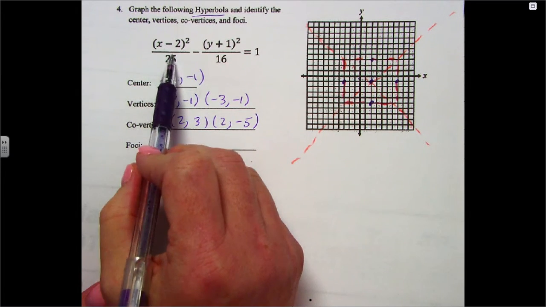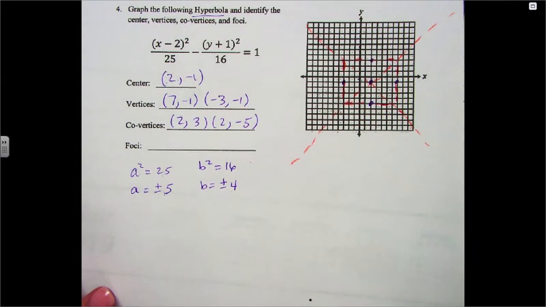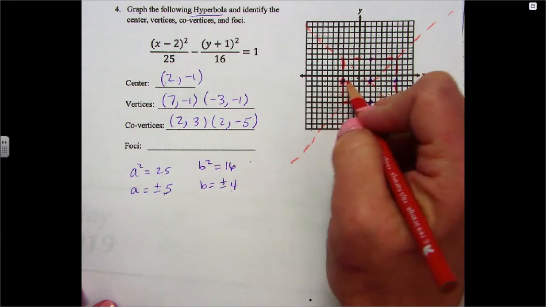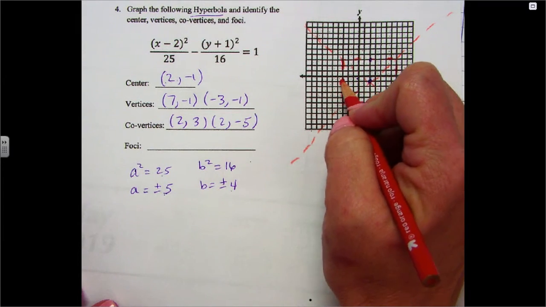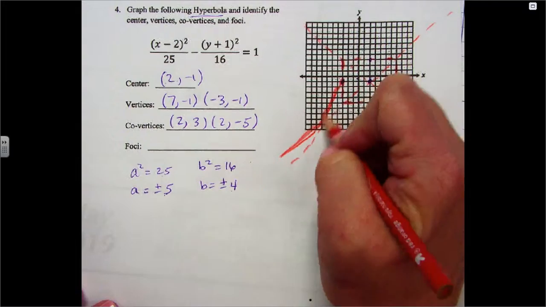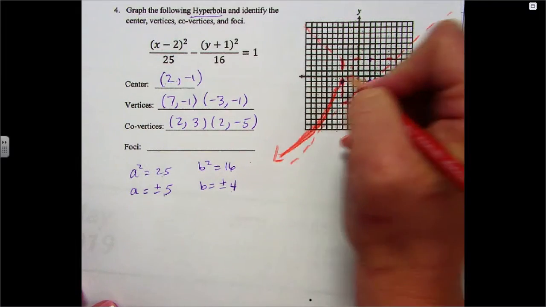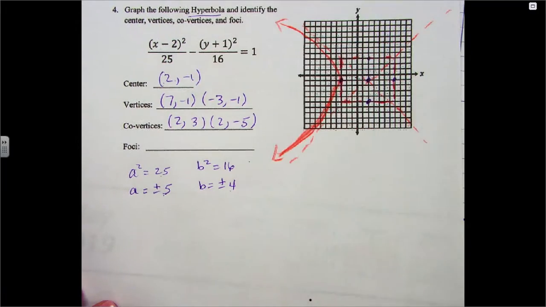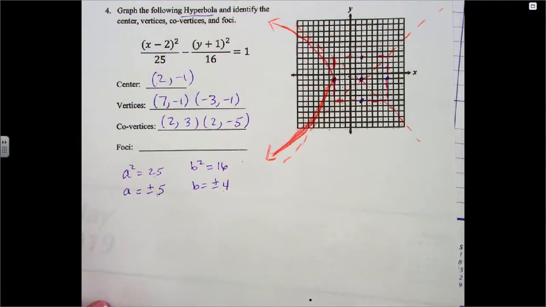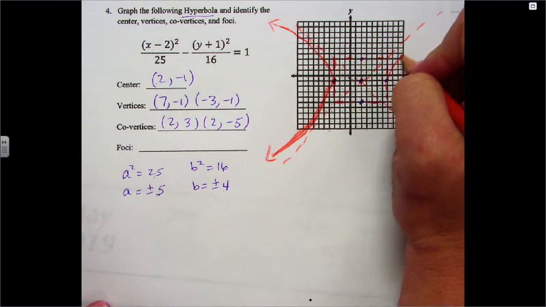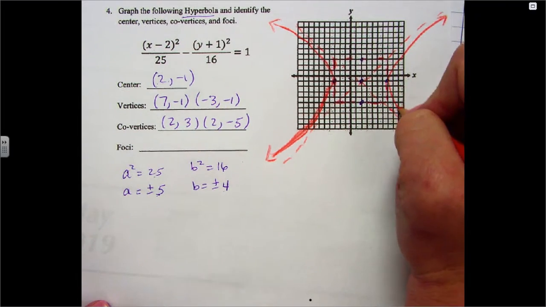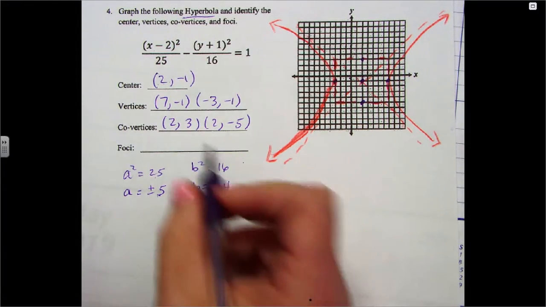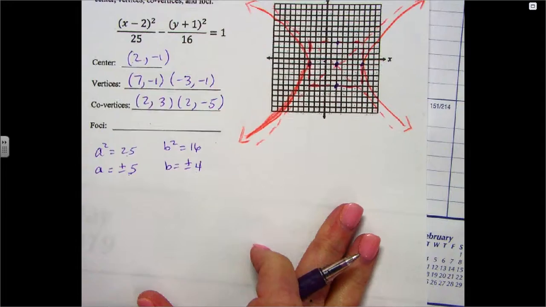My A value is in x, so that means this is my vertex. Your hyperbola has to go through your vertex. So my hyperbola is going to go out this direction, then curve this way and hug this line over here. It's going to go towards those asymptotes, but not actually cross them. Then over here again, you go towards there but not cross, and down this way. So there's your graph.